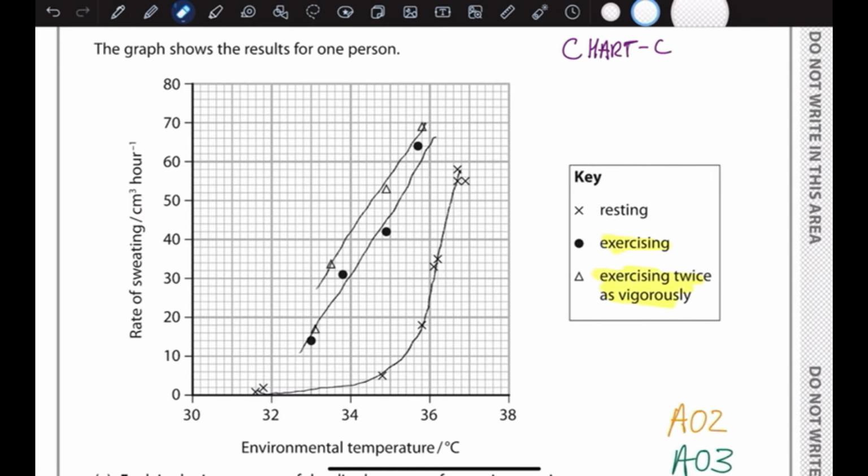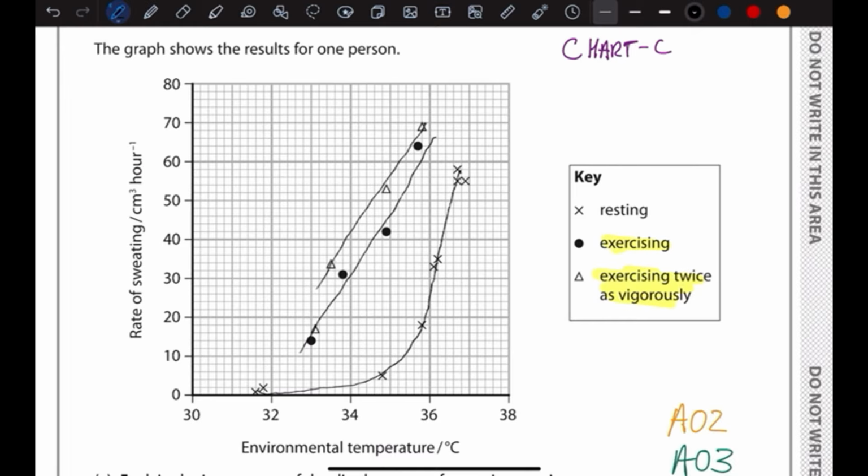Let's look at the rate. Now, in terms of rate, I can see these lines that we've done, the lines of best fit for the exercising and twice as vigorously as well, they're just going straight, that's linear. Whereas this one for resting, you can see it's quite low. It's quite low to begin with, and then it starts to pick up afterwards. I'm mentioning that in my answer. That's definitely something that I've seen.